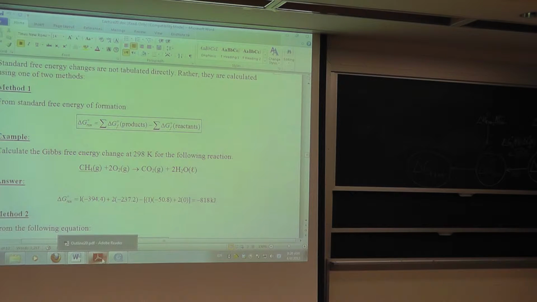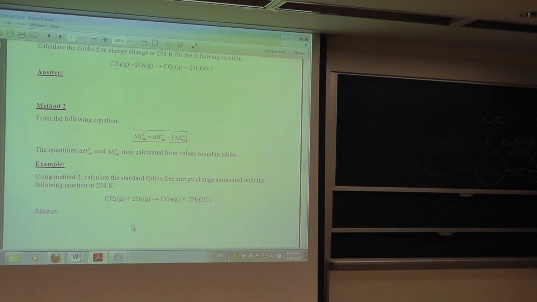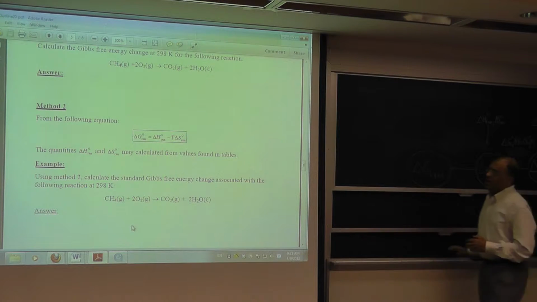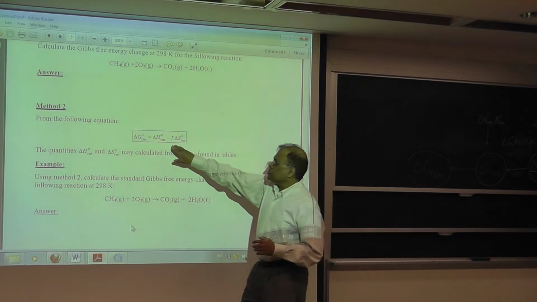All right. Let's go to the outline again. Okay, so this is one way to calculate delta G naught reaction. Another way to calculate delta G naught reaction is to calculate delta H naught reaction and delta S naught reaction. Once you calculate that, you can use this relationship here.